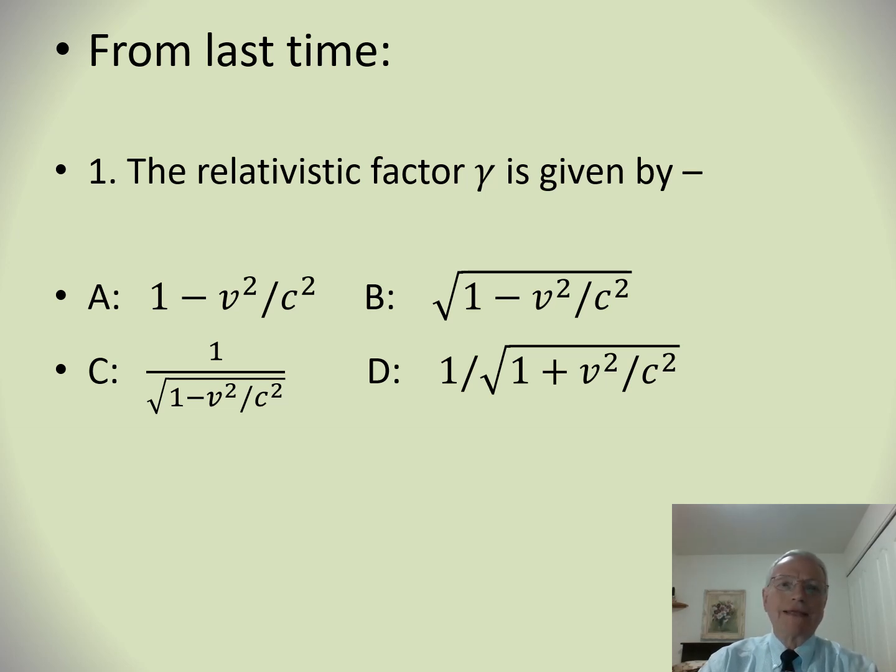Welcome back. Let's review from last time. The relativistic factor gamma is given by which of these formulas? That's right, it's C. It's a fraction. The denominator has a square root in it, and it's the square root of 1 minus v squared over c squared, where v is the velocity between the stationary frame and the moving frame. And everything we're going to talk about in this chapter is about relative velocities between frames until we get to the very end.